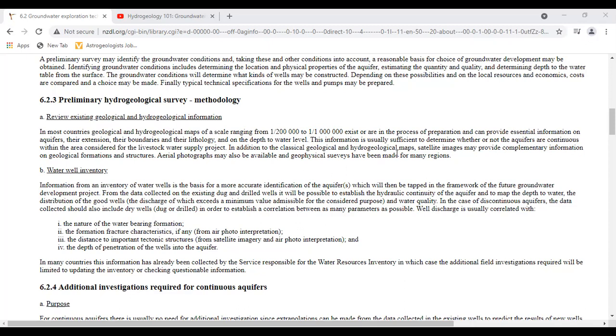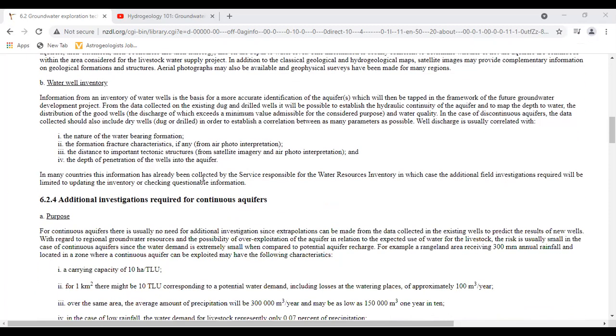This information is usually sufficient to determine whether or not the aquifers are continuous within the area considered for the livestock water supply project. In addition to the classical geological and hydrogeological maps, satellite images may provide complementary information on geological formations and structures. Aerial photographs may also be available, and geophysical surveys have been made for many regions. And the second one is the water well inventory.